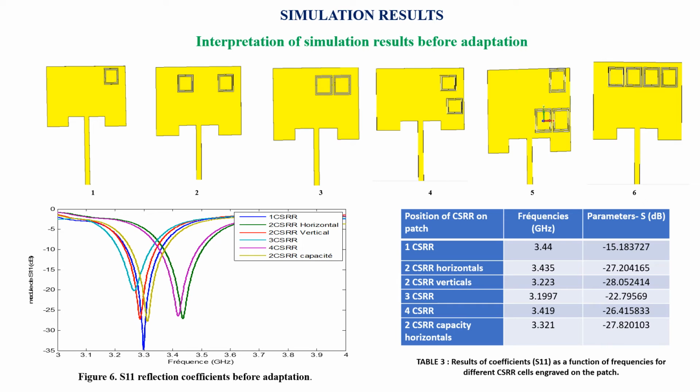Interpretation of simulation results before adaptation. We have 6 antennas with different CSRR on the patch. The different results of the reflection coefficient before adaptation are given in the figure 6. The different results are given under 3.5 gigahertz. Table 3 represents the result of the coefficient as a function of frequency for different CSRR cells on the patch antenna.